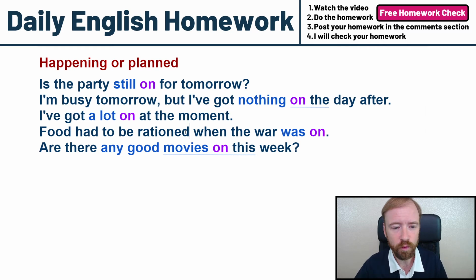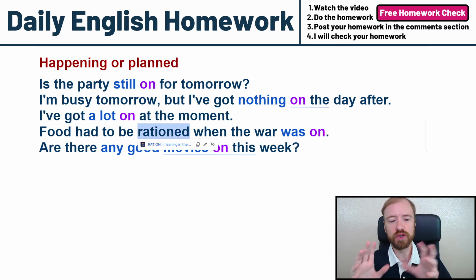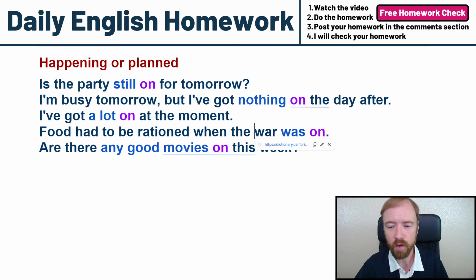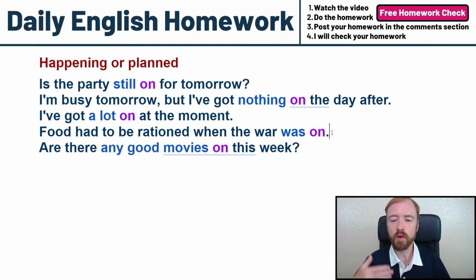Food had to be rationed. So ration, controlled, when the war was on. Let's say World War II, when the war was on, when the war was happening, they had to ration food. They had to control the amount of food they ate every day. There wasn't much food.